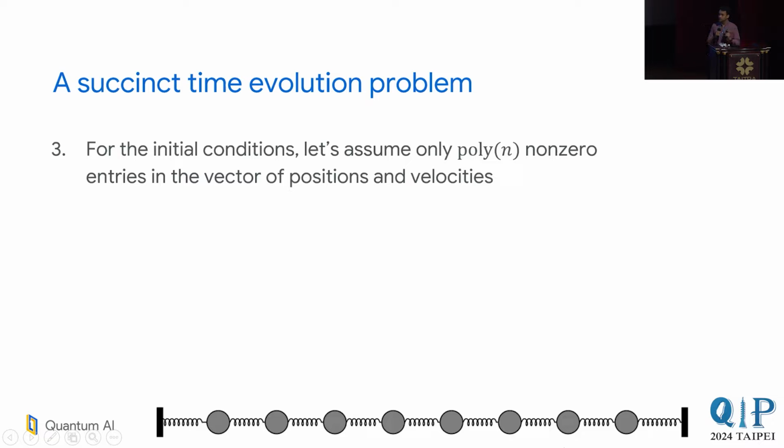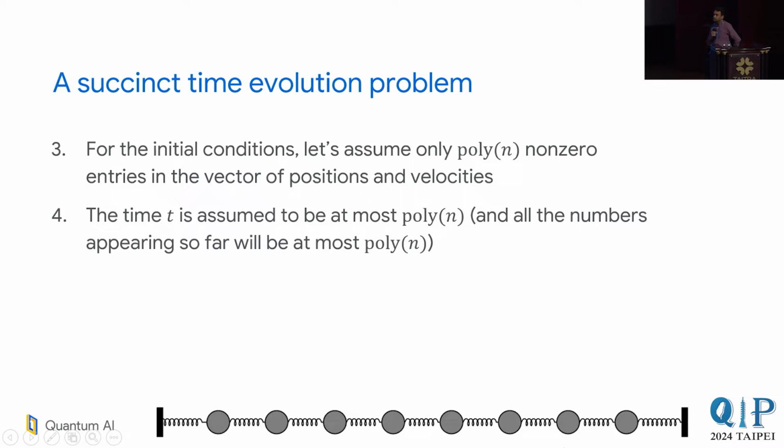And because I've assumed this, the input is now size poly n, right? You just have to tell me which balls have non-trivial velocity, what's the velocity, which balls have non-zero position, tell me what the position is. And the rest are assumed to be 0. So this is not an exponentially large input anymore. The last thing was time. That's okay. That's just t. You just tell me what that number is.